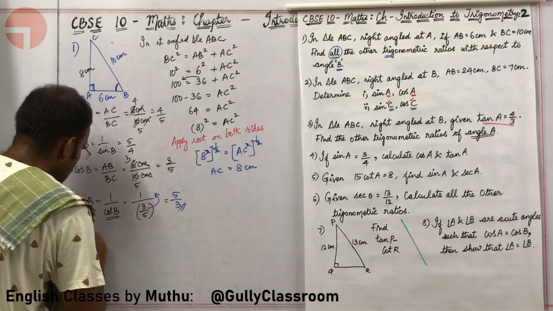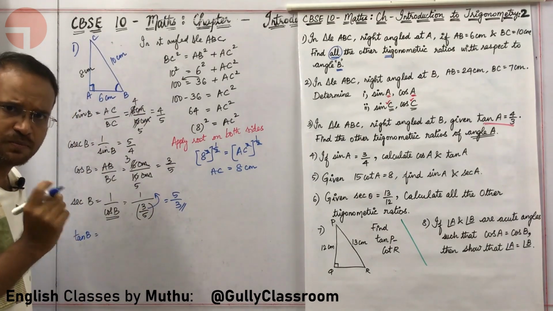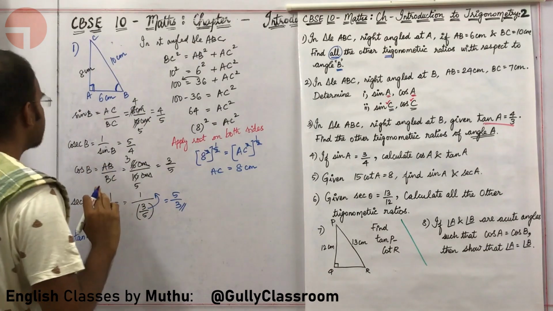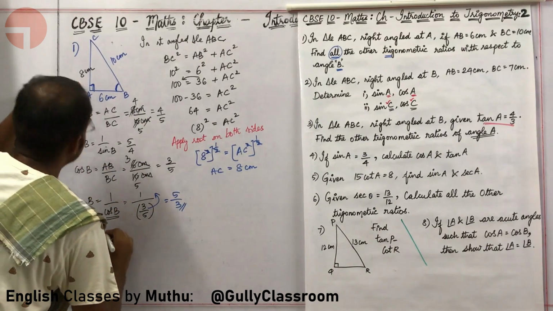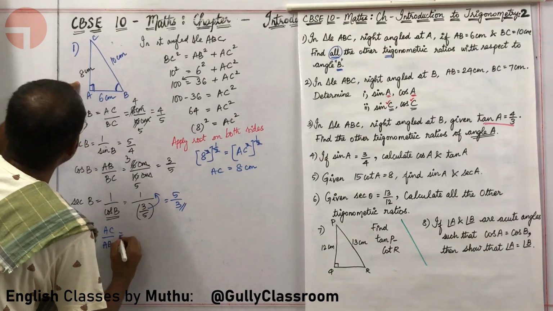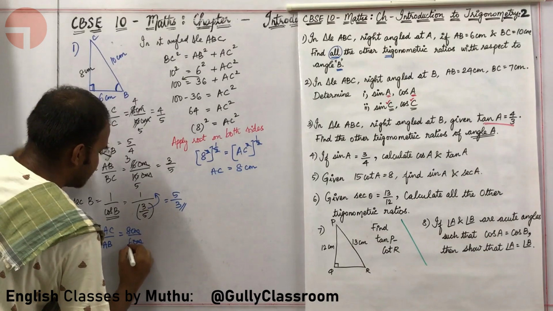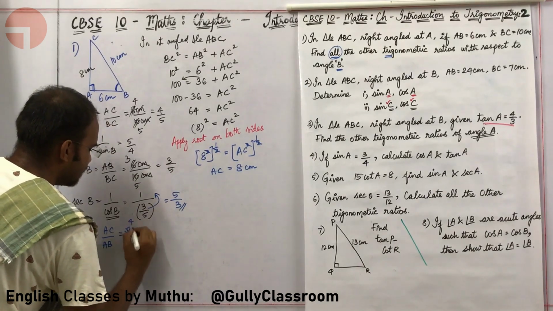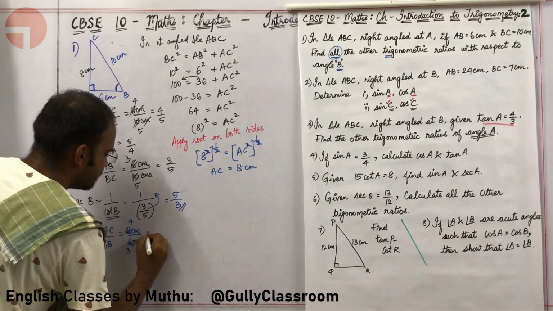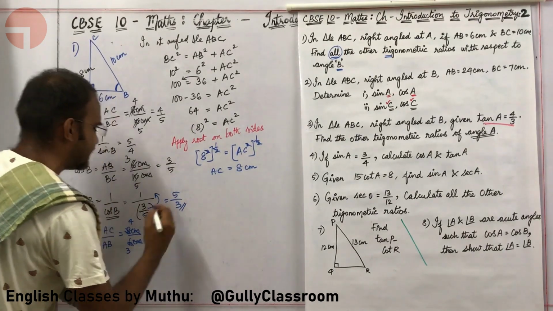Okay, sir. What about tan B? What is tan B? Tan B is simply opposite side by adjacent side. Here the opposite side is AC, adjacent side is AB. AC is 8 centimeters, AB is 6 centimeters. Centimeters will get cancelled. 8 and 6 will get cancelled as 4 and 3. Fine sir, this is basically tan B.